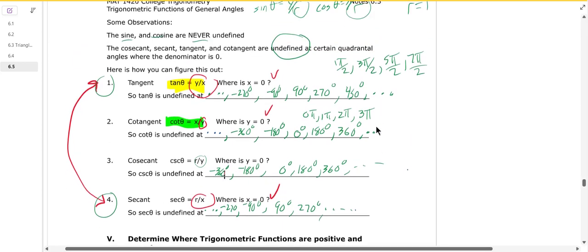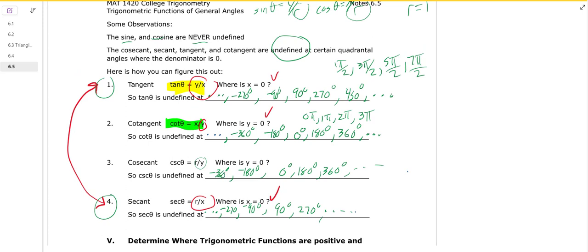I'm not going to have you do a problem on that. That will wrap that up, and hopefully this helps you to be able to easily find the trig values of quadrantal angles. All right, good luck.